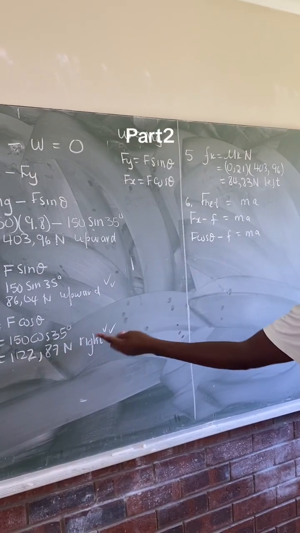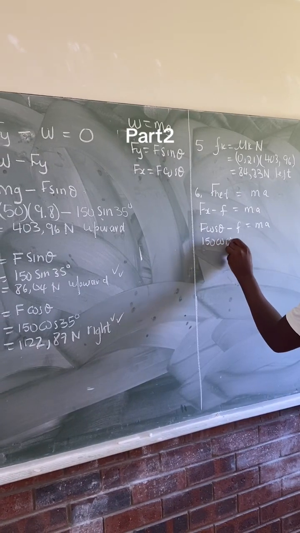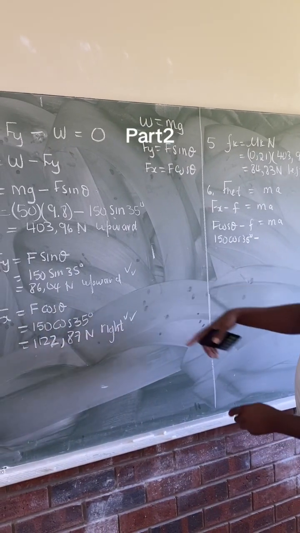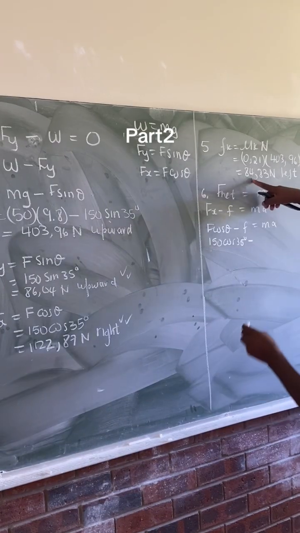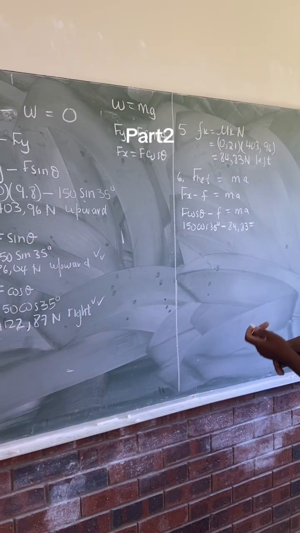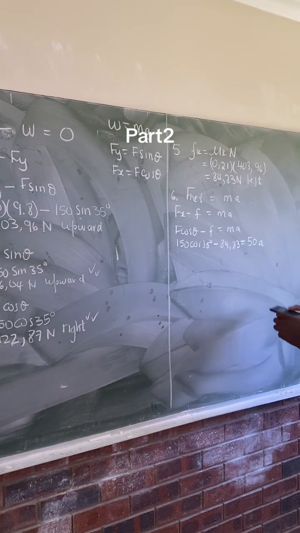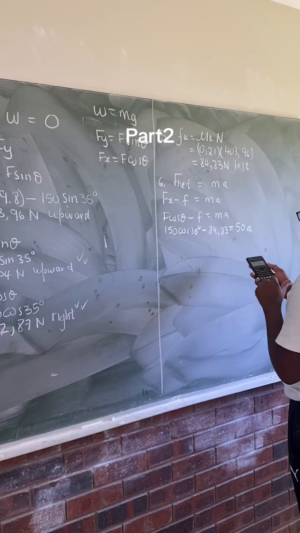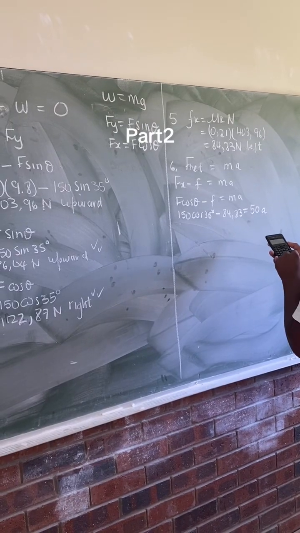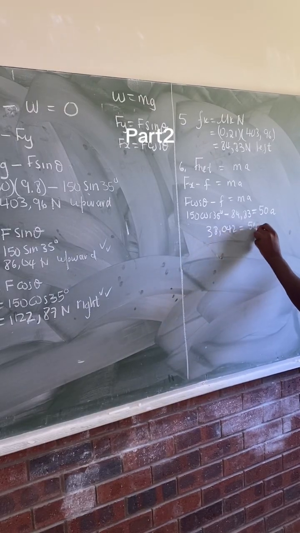Fx we did calculate over there, but let's just be good and substitute again. So we're going to have 150 cos 35 degrees minus the friction. We also calculated the friction, over there, it's 84,83. The mass of the object is 50, and A is what we want to find. So 150 cos 35 degrees minus 84,83, I'm getting 38,04, and that would be equal to 50a.